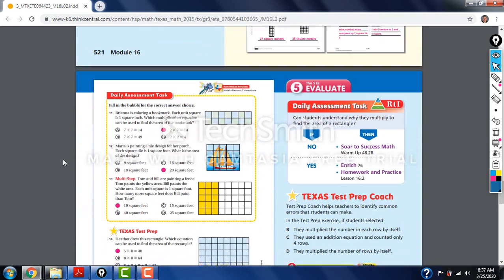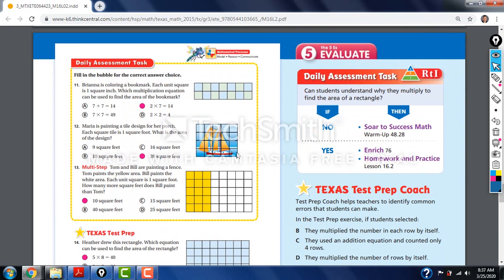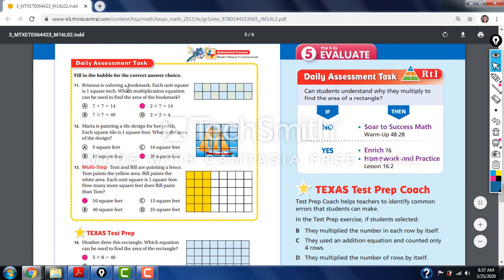Alright, daily task assessment. I hope you had fun with these. So let's look at questions 11 through 14. Brianna's coloring the bookmark. Each unit square is 1 square inch. Which multiplication equation can be used?